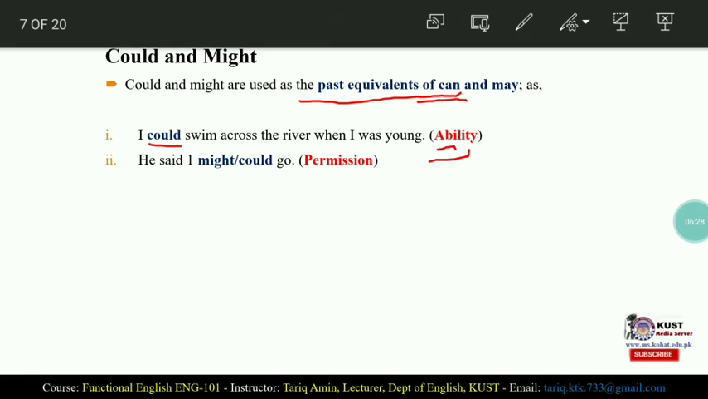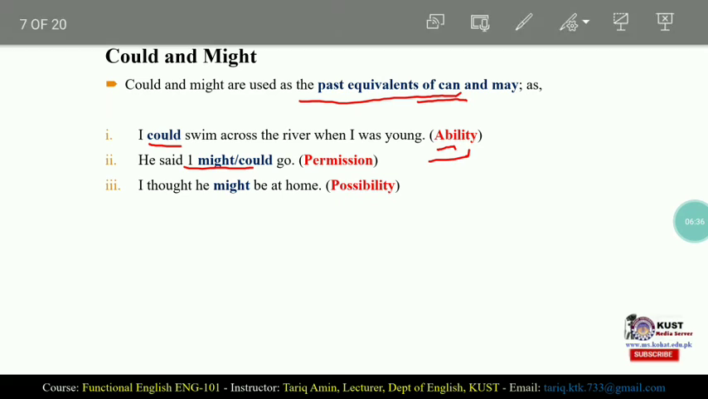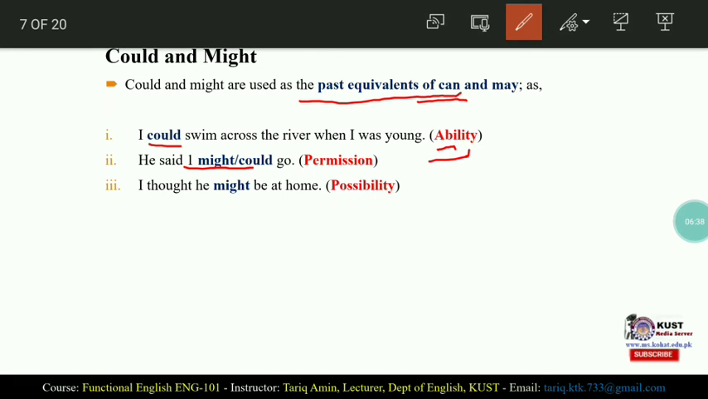And he said I might go. He said I could go. It expresses permission. I thought he might be at home. It expresses possibility. Might expresses possibility in this example, and might is the past equivalent of may. I thought he might be at home.